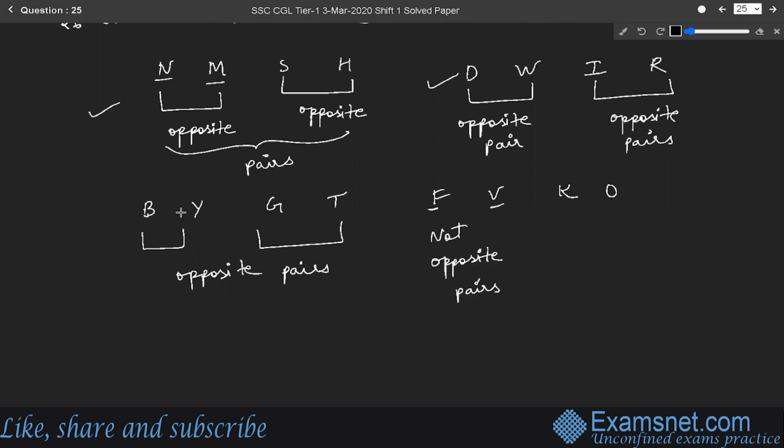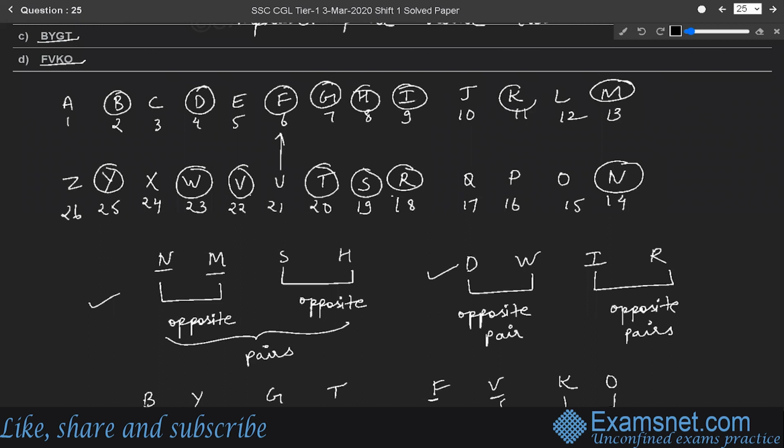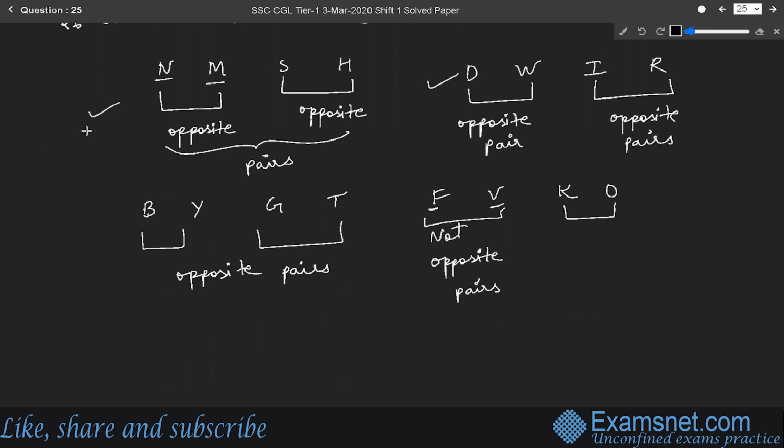Similarly, checking for K and O. In the table, K is present in the 11th position and O is present in the 15th position. Both these are not opposite to each other. The alphabet that is opposite to K is P and the alphabet that is opposite to O is L. But K and O are not opposite to each other. Okay. So this is also not an opposite pair.